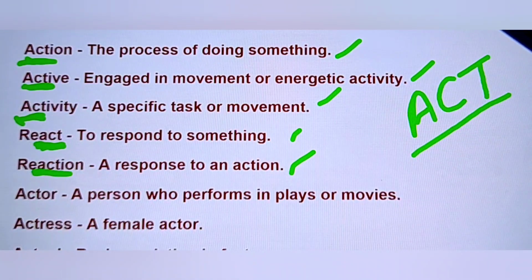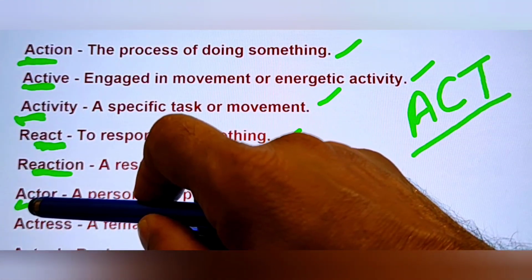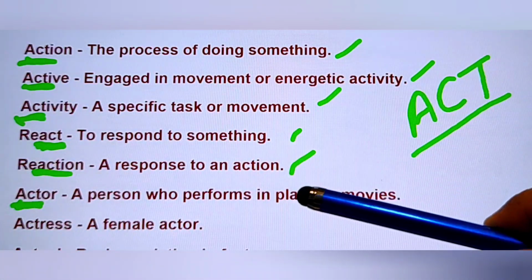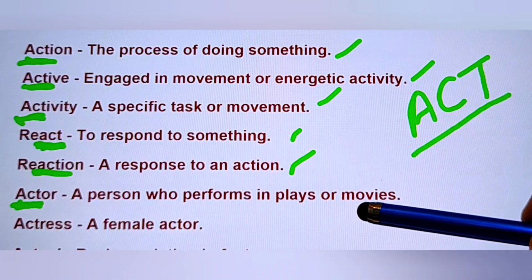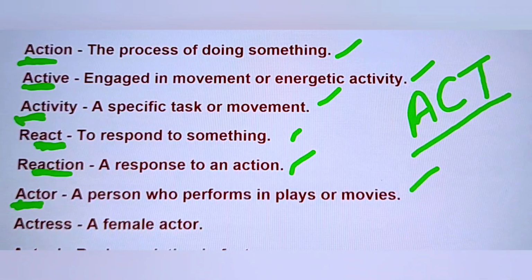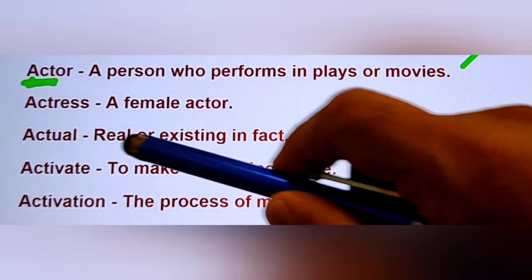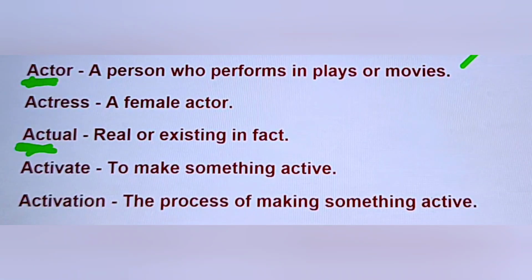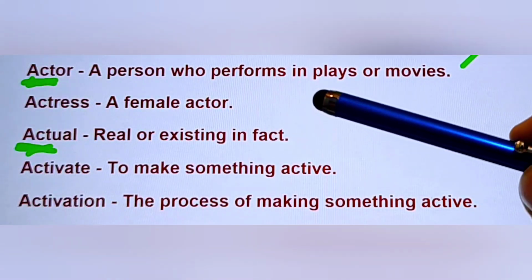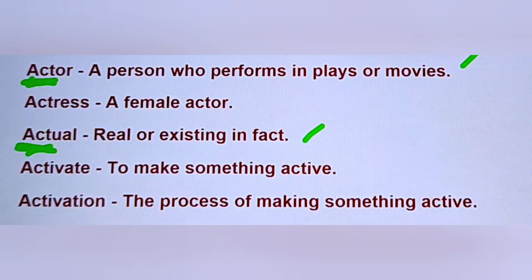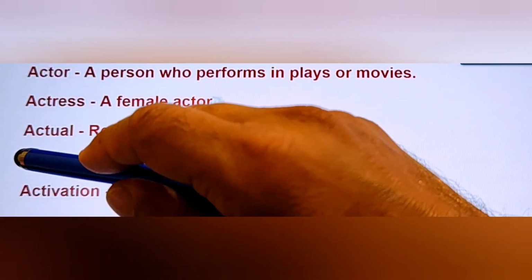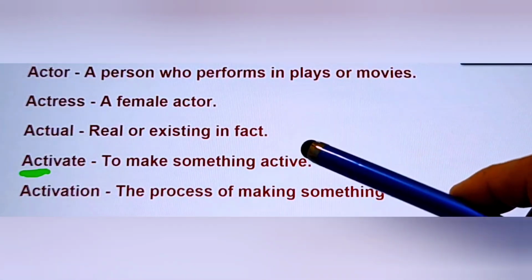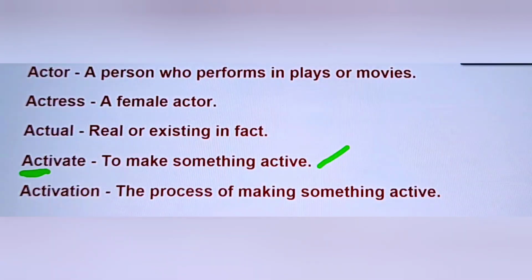And next one we have here, root word at the front, and the word is actor. Actor: a person who performs in plays and movies. Next here, act at the front, and actual is the full word. Actual means real or existing in fact. And the next one here, root word at the front and full word is activate. Activate means to make something active.